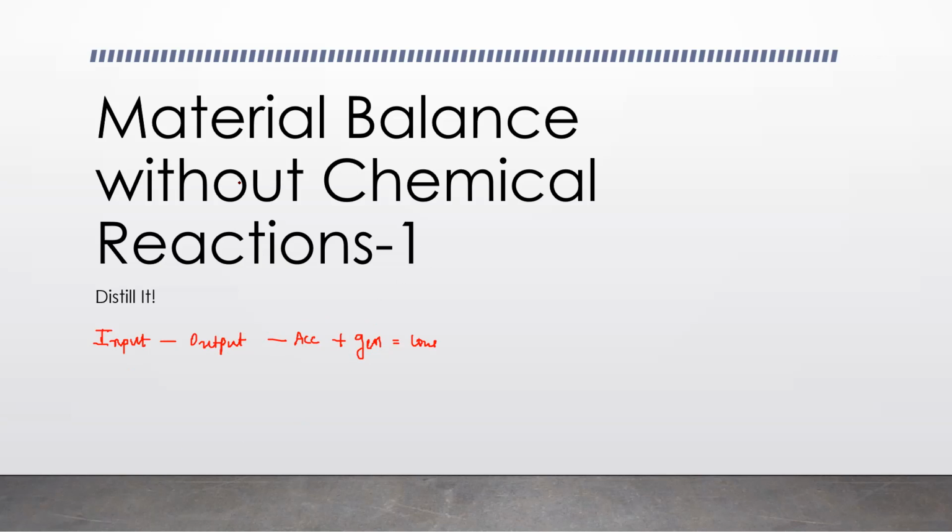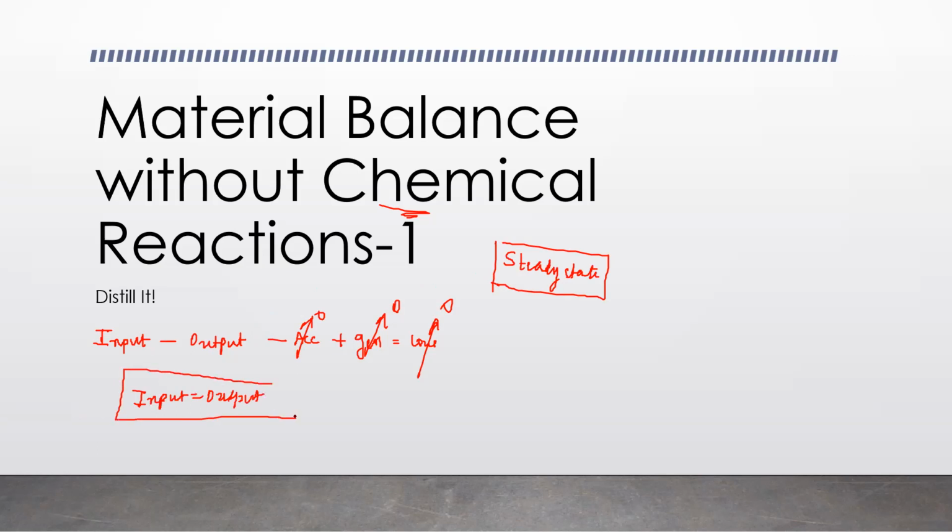Now, since this is without chemical reactions, the generation term and consumption term are going to be 0. Also, we are going to keep steady state throughout. This course, we are going to deal with steady state only. So therefore, the accumulation term is going to be 0. Hence, the final equation that we are going to get is input equals output. This mass balance equation we are going to use.